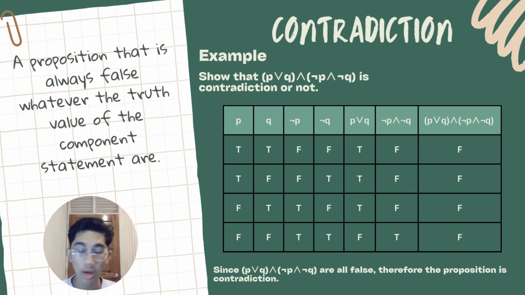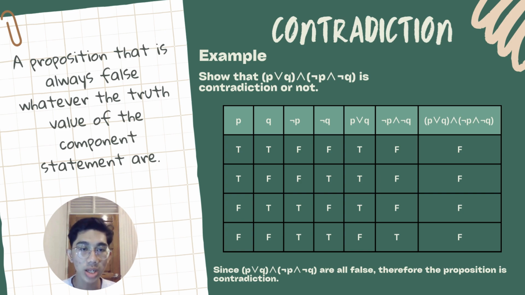For this contradiction, we use the same formula to draw the table, 2 to the power of n. Here the unknowns are P and Q, same as the tautology, so we have 4 rows. For P, we write true, true, false, false. For Q, true, false, true, false. For negation P, false, false, true, true. For negation Q, false, true, false, true. P disjunction Q, we get true, true, true, false. Negation P conjunction negation Q, we get false, false, false, true.